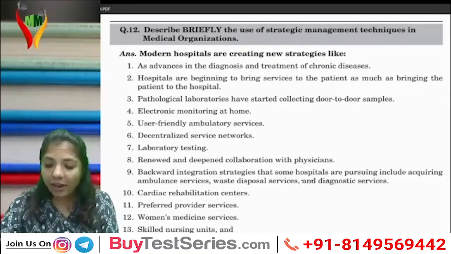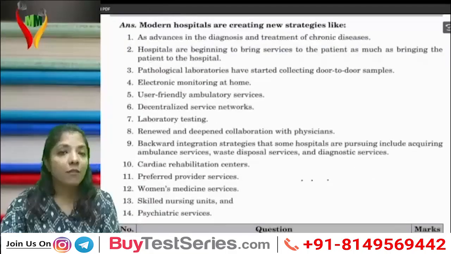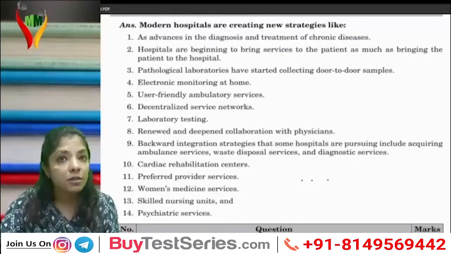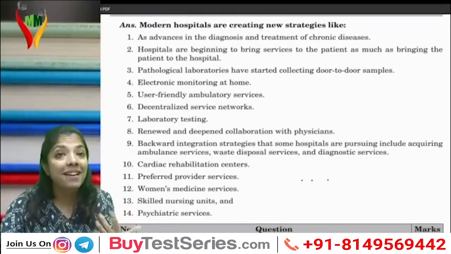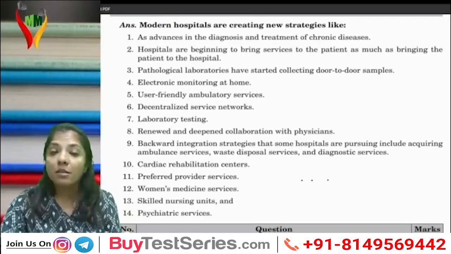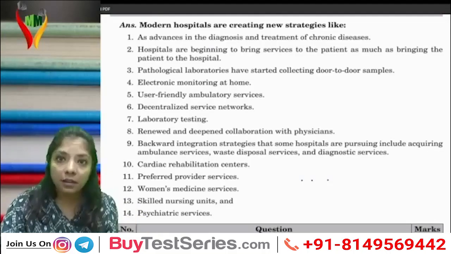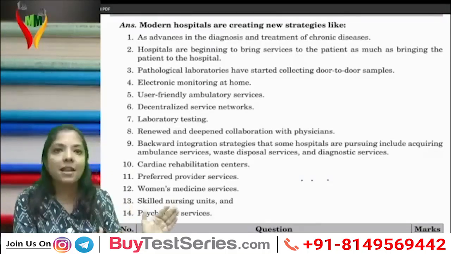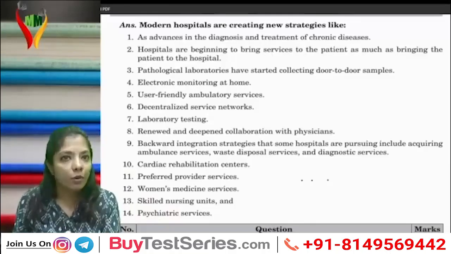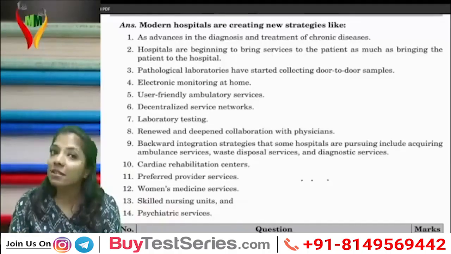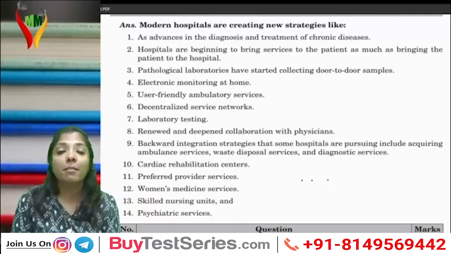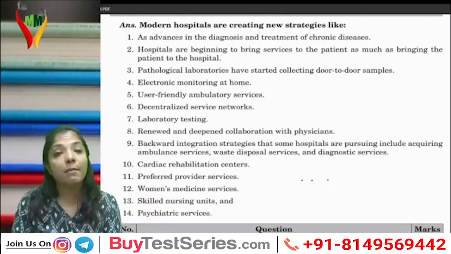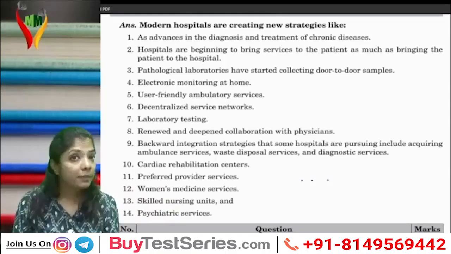10 point, cardiac rehabilitation centers. You should have rehabilitation centers for cardiac disease, preferred provider services, women medicine services, skilled nursing staff. Boss, nurses should be skilled. Experiments should not be done on the patients. Train them and then ask them to come on the floor. And last, psychiatric services. So this should be done by hospitals which are NPOs, because all this is done by private hospitals. Am I clear?